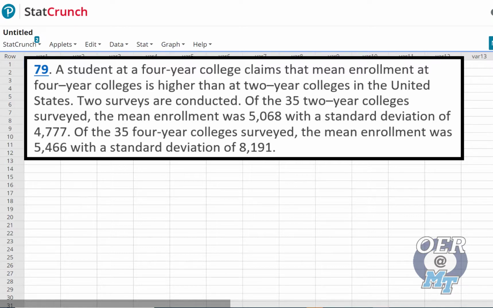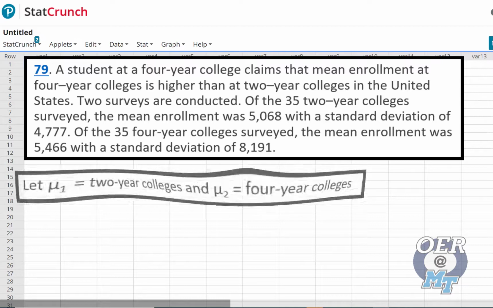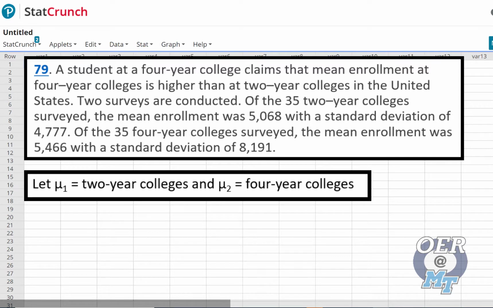So let's begin by setting up our hypothesis. Again, do not go straight to StatCrunch on some of these. If you are doing 4 or 5 of these right in a row, you might be able to do that, but in the beginning, write down your H0 and HA. So, in fact, on this one, I'm going to do a pre-step, and let's define. I have two samples here. Let's define which one is sample 1 and which one is sample 2.